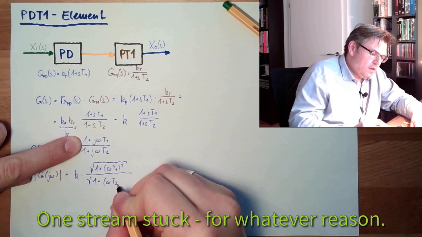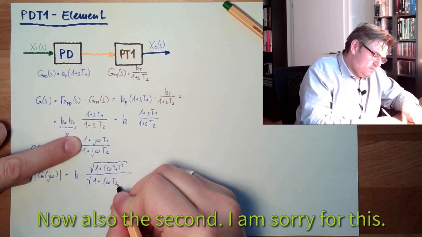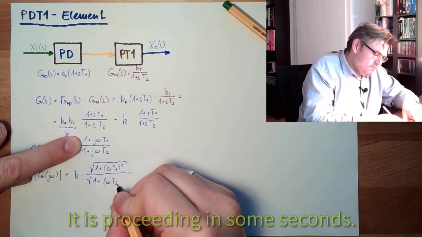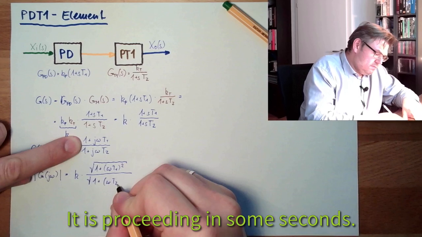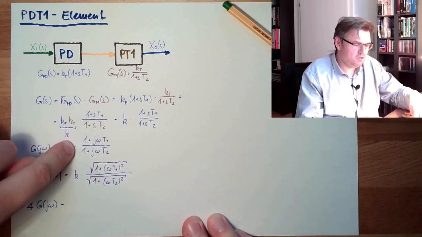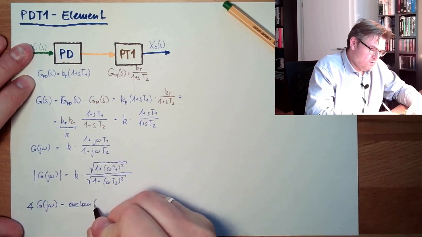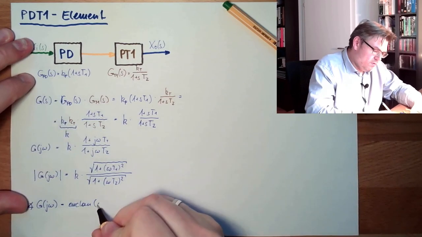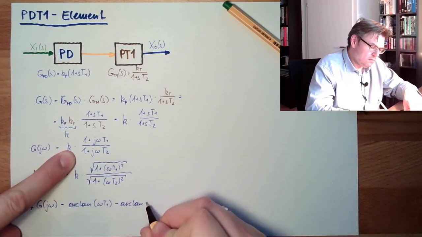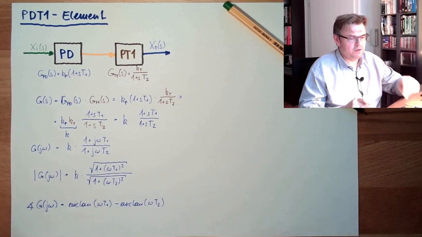Now we are already getting more complex things here. And the argument of G of j omega is the argument of this. Well, it's zero plus, because it's multiplication, this argument, which is arctan of omega T1, minus this, which is arctan of omega T2. Okay, so this is the absolute value and this is the argument.